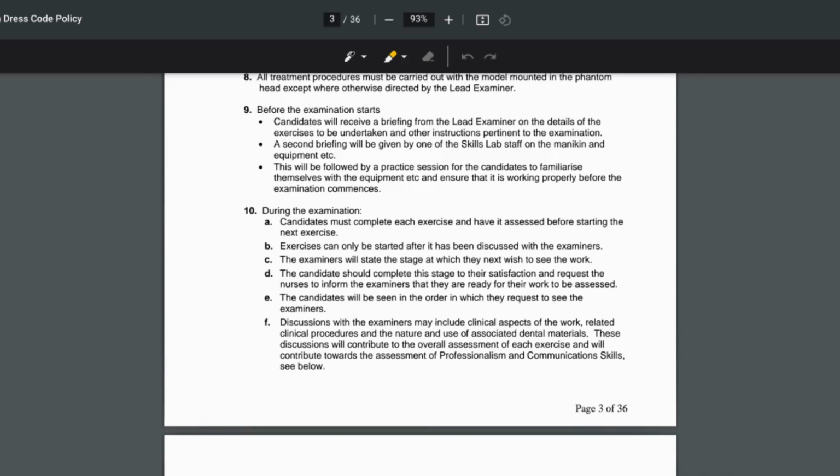Before the examination starts, when you go inside, you will be wearing the full PPE kit, and then you will be briefed by the lead examiner on the details of the exercises. A second briefing will be given by one of the skills lab staff on the mannequin and the equipment.